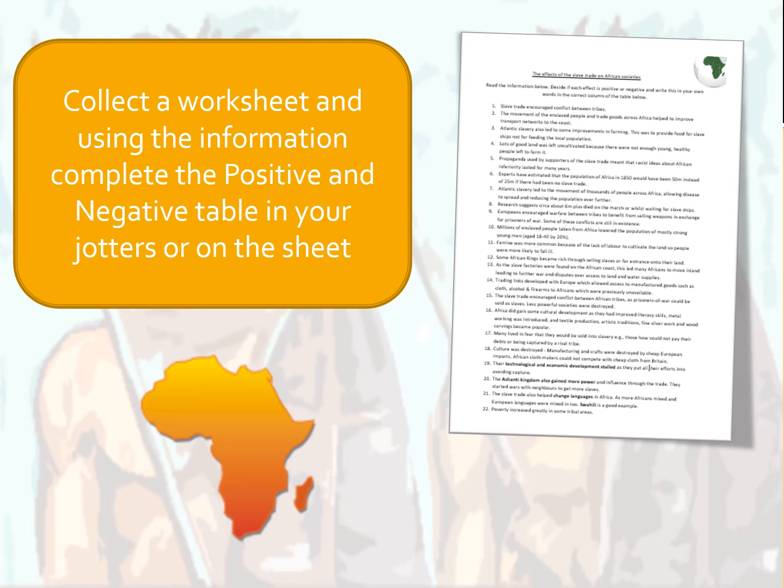And what you're going to do is read through each of the comments that are on one side of the worksheet, and decide if they are positive impacts or negative impacts, and you're just going to summarise each point in your own words into your table. So you might want to pause the video and complete this task, and then come back to the video when you're done.